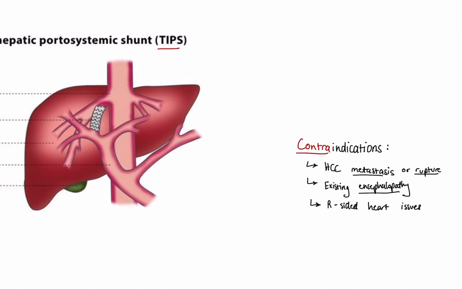Also, due to an increased blood volume and pressure buildup in the inferior vena cava due to the shunt, patients with right-sided heart issues should be wary, and consultation with a cardiologist may be suitable to ensure that they get the best care based on their complex needs from their liver as well as from their heart.